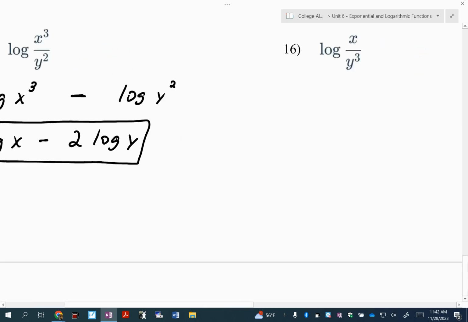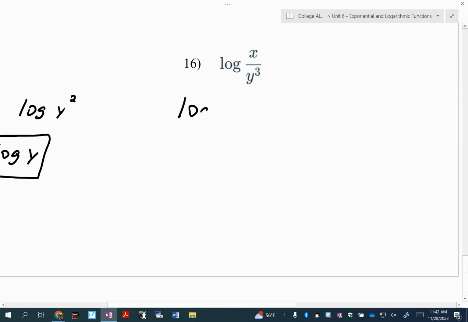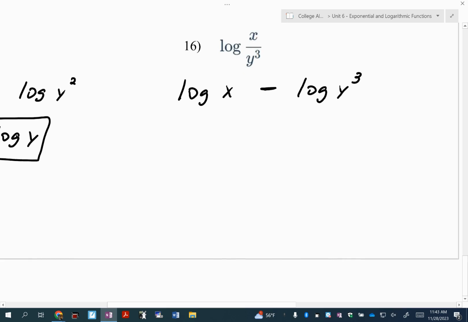And then finally, the last one, log of x and log of y cubed connected with subtraction. The x doesn't have a number up there, right? It's x to the 1st power, so you just leave that as it is. But you're going to move that 3 to be in front of the log of y.